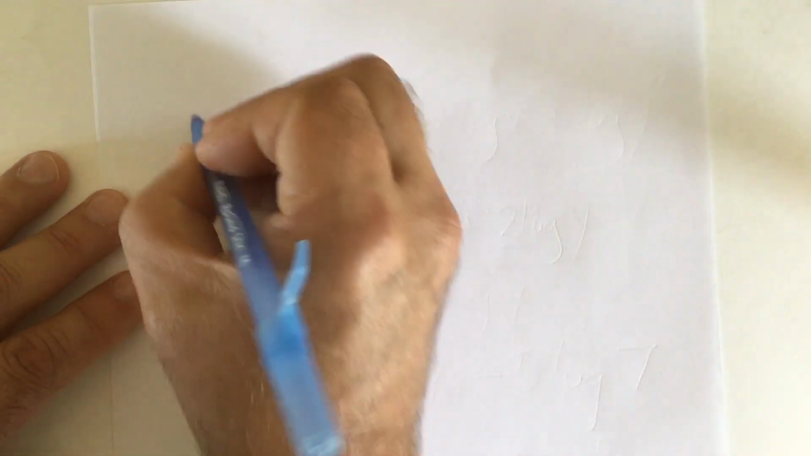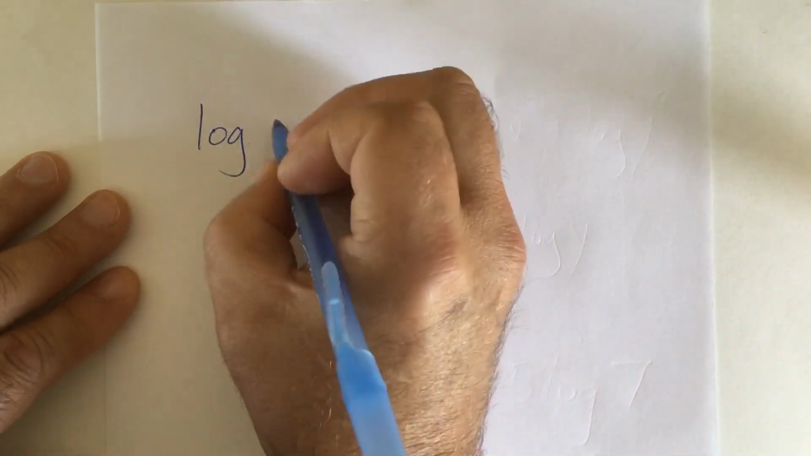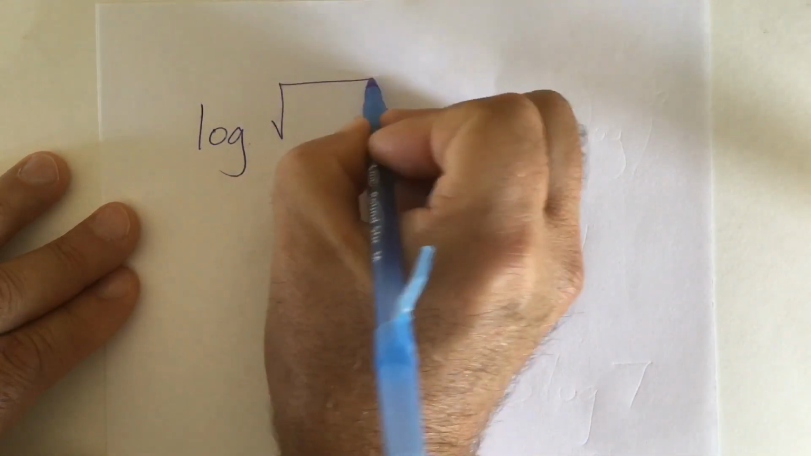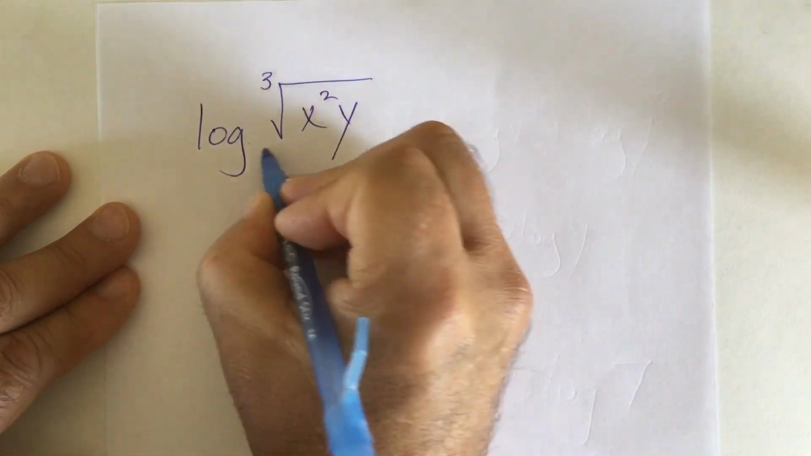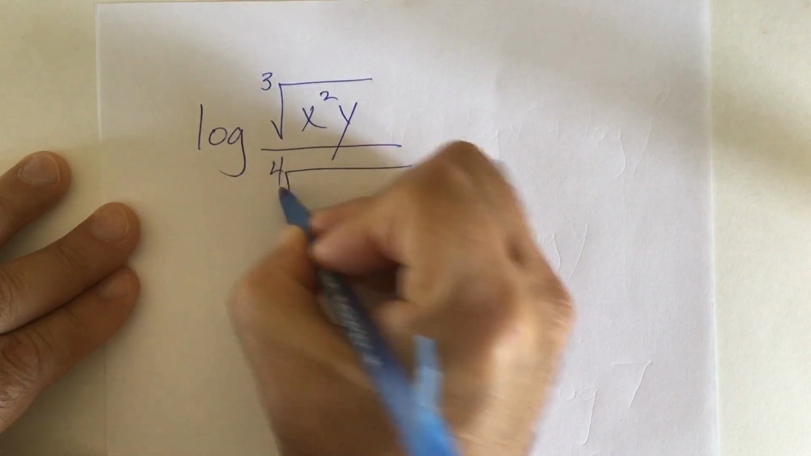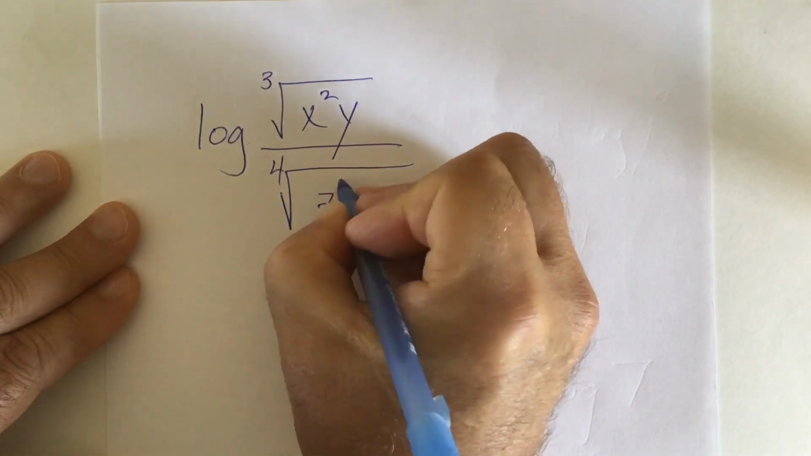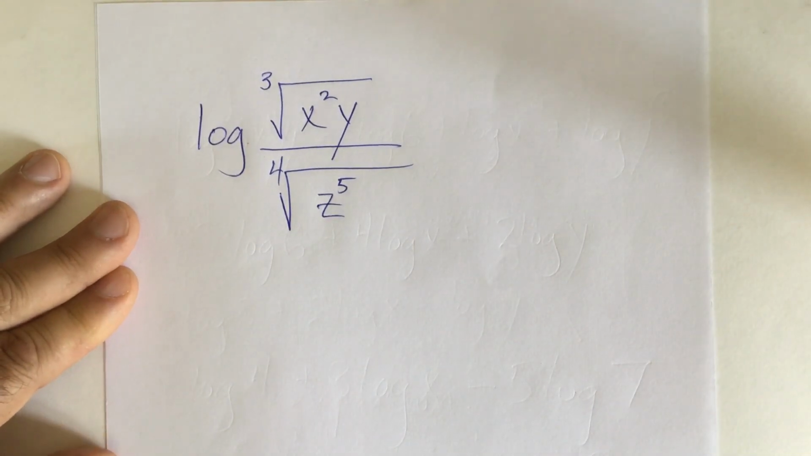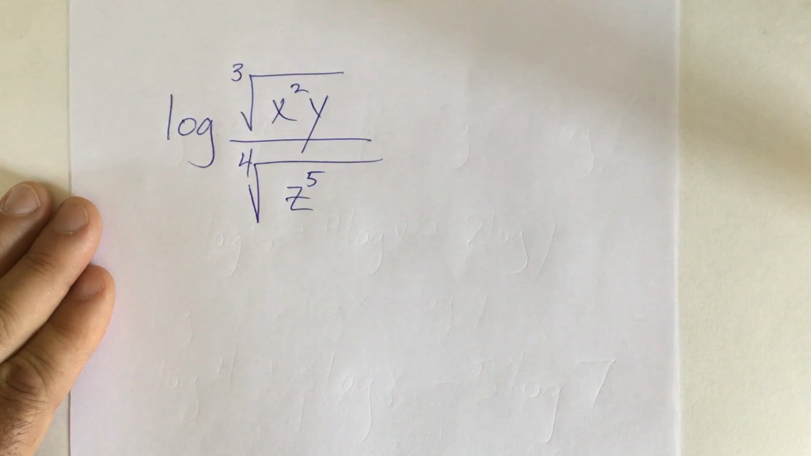Let's just do one more, and you're going to see why I'm going to stop this video now. I'm going to do log base 10, just what the heck, of the cube root of x squared y over the 4th root of z. Nah, what the heck? z to the 5th. Now you're going, oh, that looks super bad.